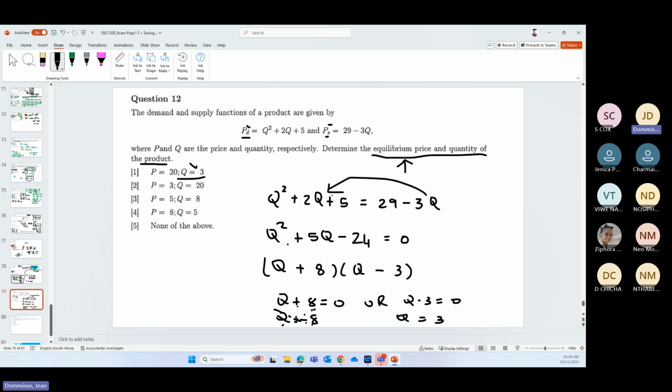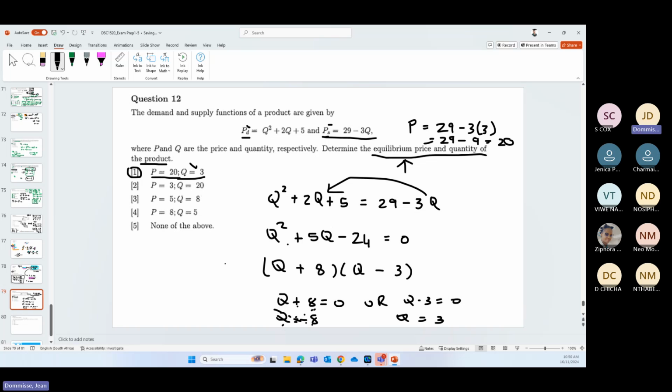Okay, so now you can use any one of those formulas to say if Q is 3, what is the price? This one is for me the easiest. So the price is equal to 29 minus 3 times Q, which is 3 times 3. 29 minus 9 is equal to 20. So we know the price is 20, quantity is 3.